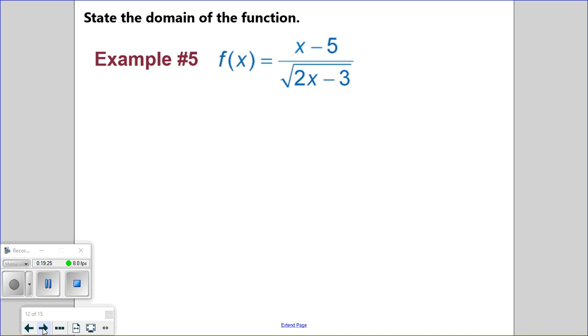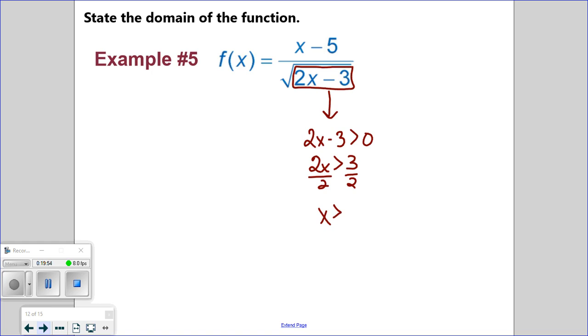That is what should lead us to taking what's underneath our radical and saying that it is greater than, only greater than, 0. Why not equal to? Can't make the bottom of my fraction 0, right? Cannot equal 0. Solve for x and write my interval.